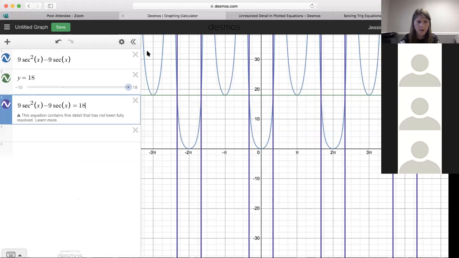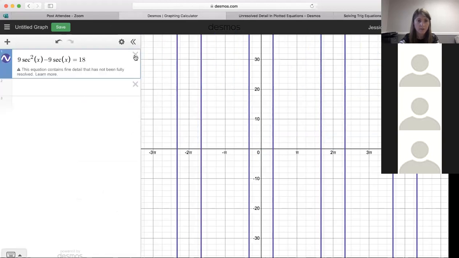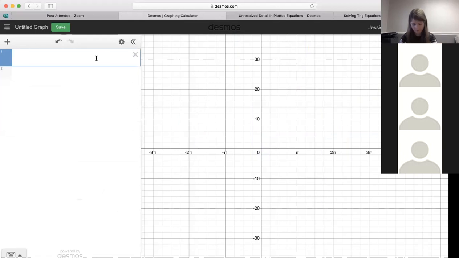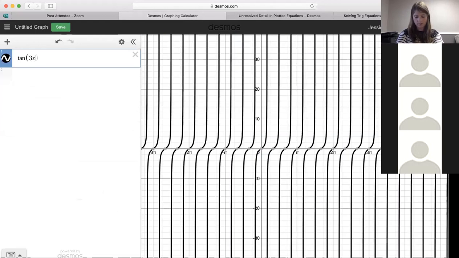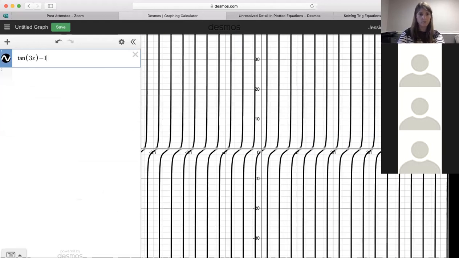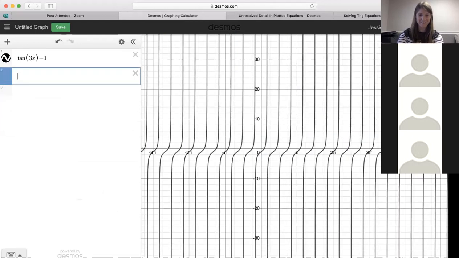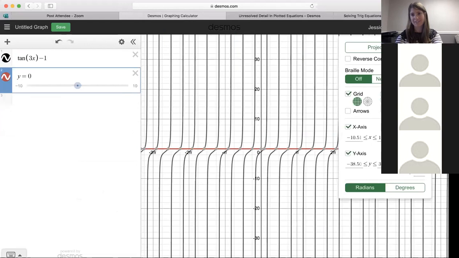So on this guy, let's go ahead and get rid of this. I love that we kind of broke Desmos a little bit. What fun. But go ahead and graph tangent of 3x. Kind of fun. Oh my, that looks a little crazy, right? And then y equals 0. Let's definitely take this between 0 and 2 pi.